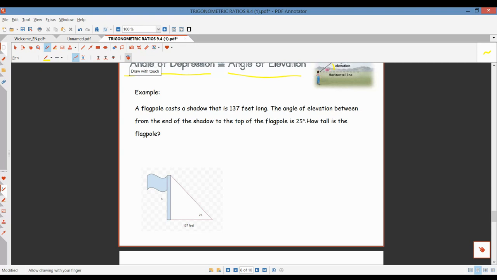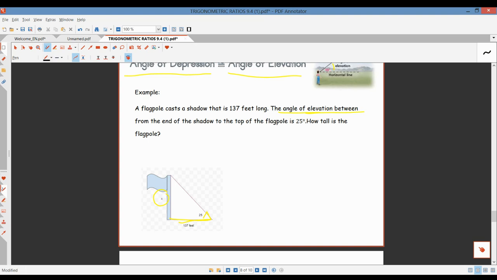Now that 25 degrees is that angle of elevation. So here's my angle of elevation inside my picture because it's going upward. And it's telling me that we need to know the height of the flagpole. So you see I have X on my diagram and the shadow is on the bottom. So we're going to label our picture.